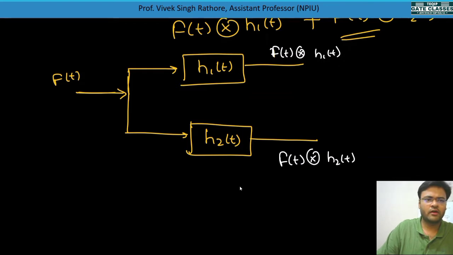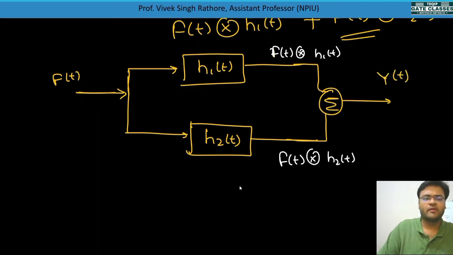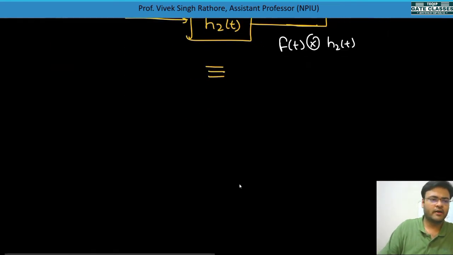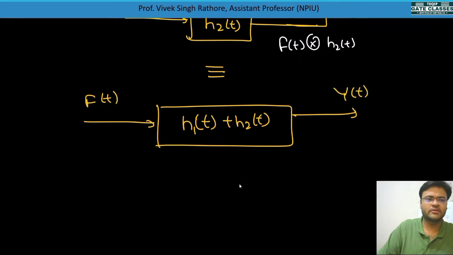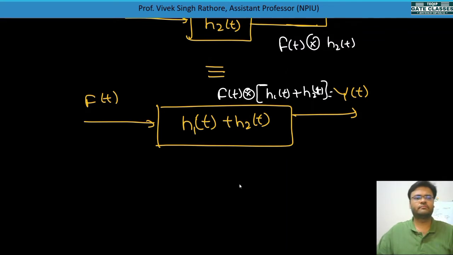Now if you are doing summation, and you are getting output as y(t), whatever output you are getting is equivalent to giving input f(t) and taking the summation h1(t) plus h2(t) as the system, with output y(t). Here what we are doing is f(t) convolution with h1(t) plus h2(t). It is absolutely the same as those type of signals.